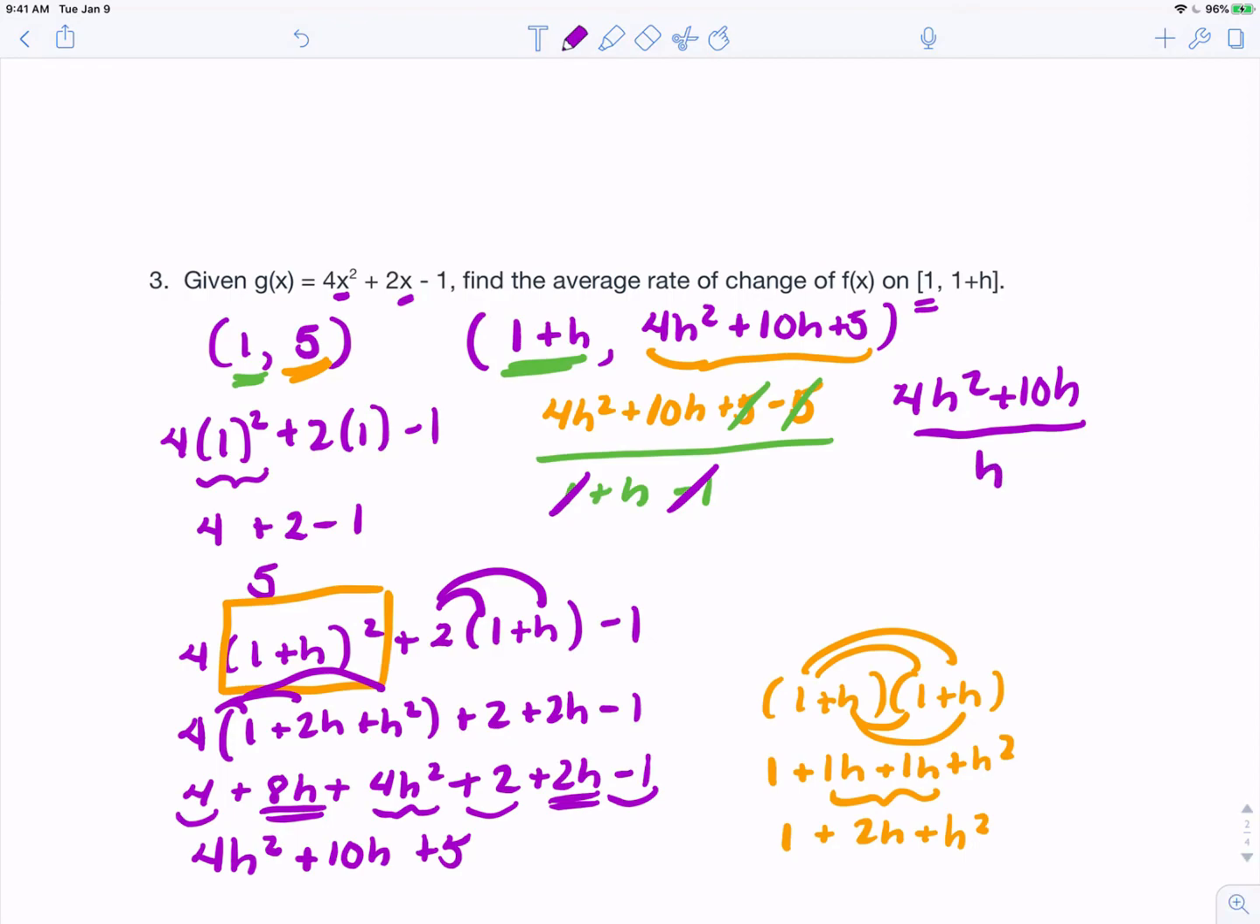Can you think of what we're going to do next? Hopefully you were thinking about factoring and then seeing if we can cancel. Notice that the numerator has a common factor of h. So we're going to factor this as h times 4h plus 10 divided by h. And h over h is another word for 1. And so our final answer is going to be 4h plus 10. So that's average rate of change.